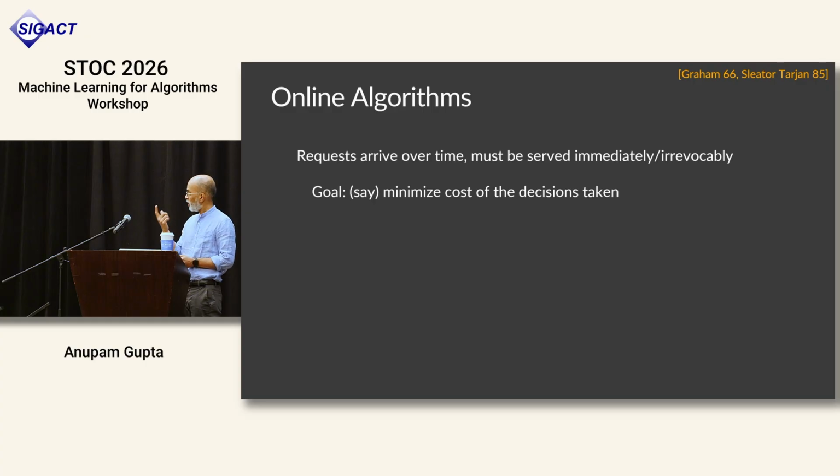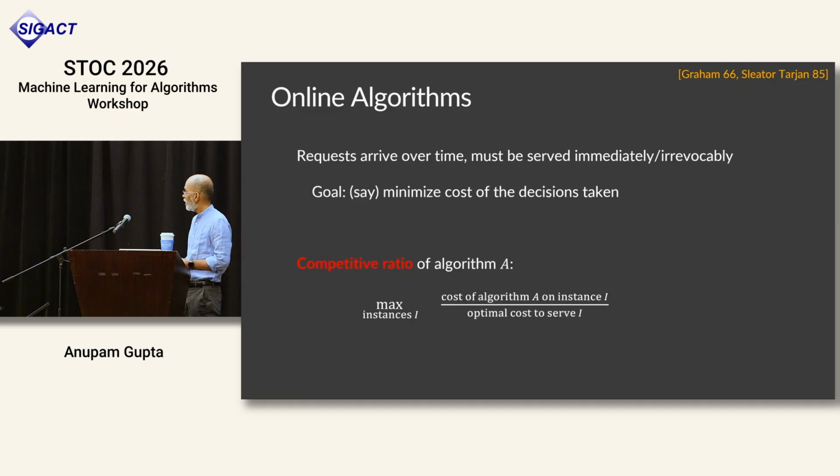So I'll start with online algorithms, which most of you probably know. Requests come over time. And as requests come in, you've got to satisfy them, whatever satisfy means for the particular problem at hand. And there's a certain cost. In this talk, I'm going to talk about a certain notion of cost, and you want to minimize the cost.